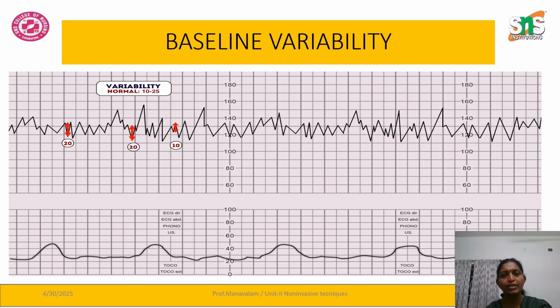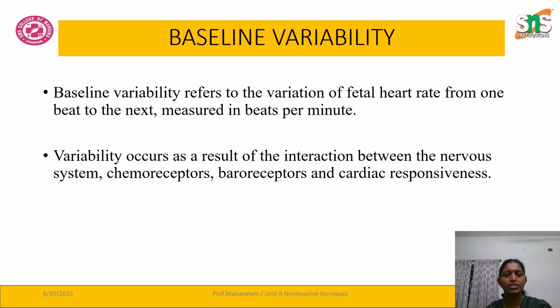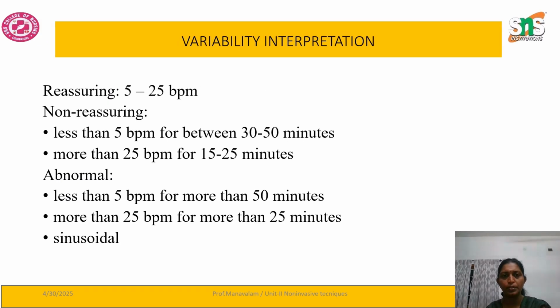The baseline variability may be between 5 to 25 beats per minute. As I already said, it is the variation of the fetal heart rate from beat to beat. How do we interpret baseline variability? The interpretation is given in three ways. First is reassuring, indicating the fetus is healthy. Non-reassuring means the fetus needs some attention. Abnormal means the fetus needs immediate or emergency attention in order to save its life.